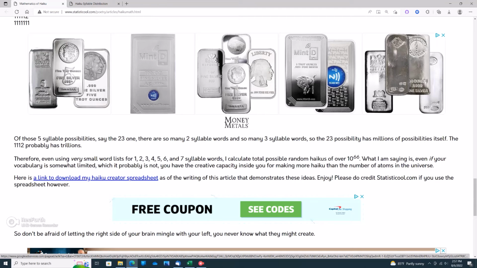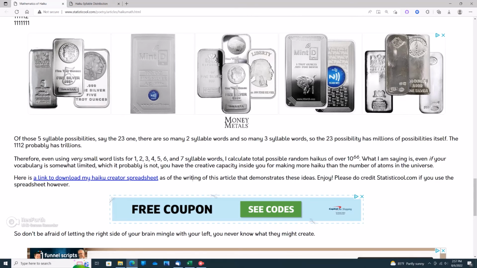Also, it's important to note that for the 10 to the 66th, I considered all possible combinations of words. Obviously, a lot of those are going to be complete gibberish that would not be good for a poem or a haiku. So the number is a little smaller, of course, because you're going to put words together in a certain way. You're not just going to randomly assemble them. But I don't know how to implement that mathematically, so I just did a total possible count. It's still going to be very, very large numbers.